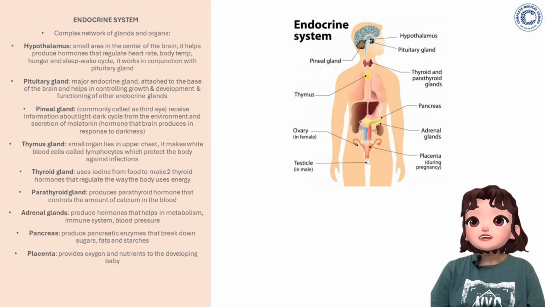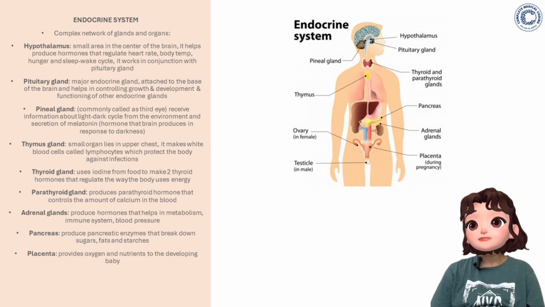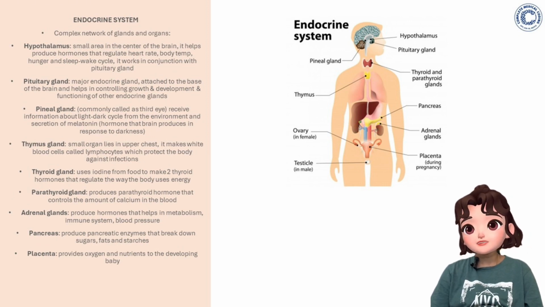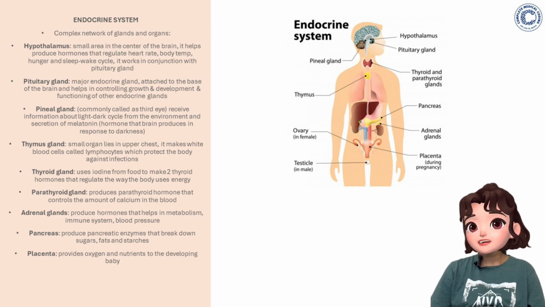The pituitary gland is a major endocrine gland attached to the base of the brain, and it helps in controlling growth and development and the functioning of other endocrine glands. Pineal gland. The pineal gland is commonly called the third eye. It receives information about the light-dark cycle from the environment and secretes melatonin. What is melatonin? It's a hormone that the brain produces in response to darkness.